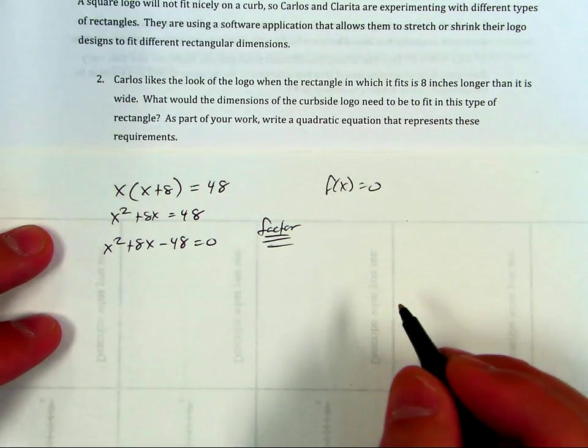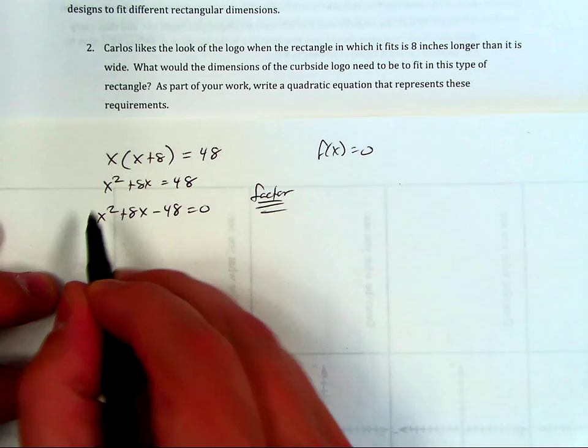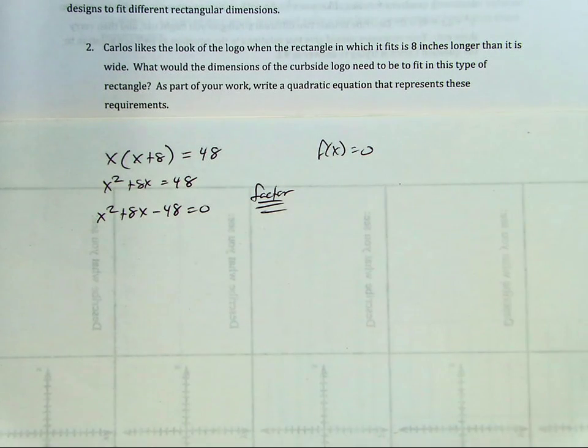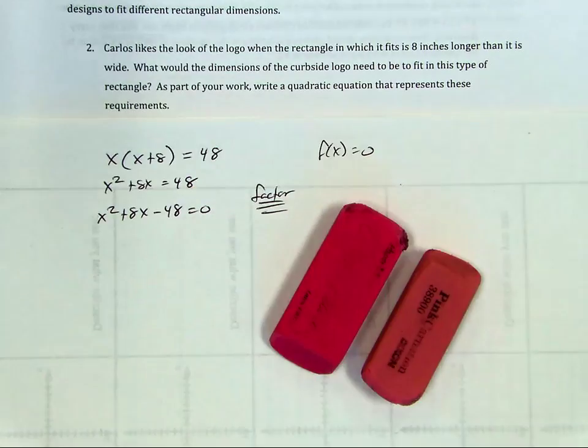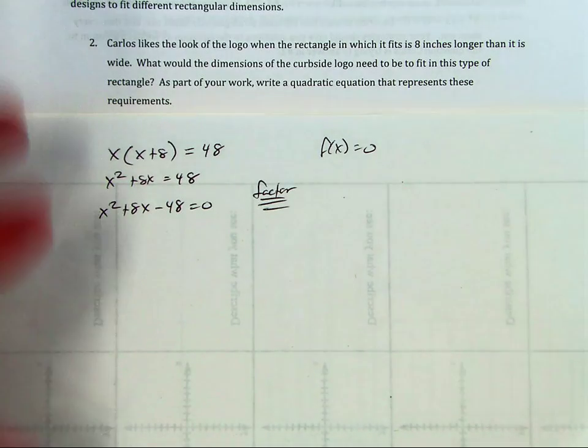I want you to factor this using the magic X or whatever technique works for you the best when the leading coefficient is 1, and find out what x equals. You should come up with 2 answers. Go ahead and pause now. All right, let's come back. I need to set those out where they're easier to grab.